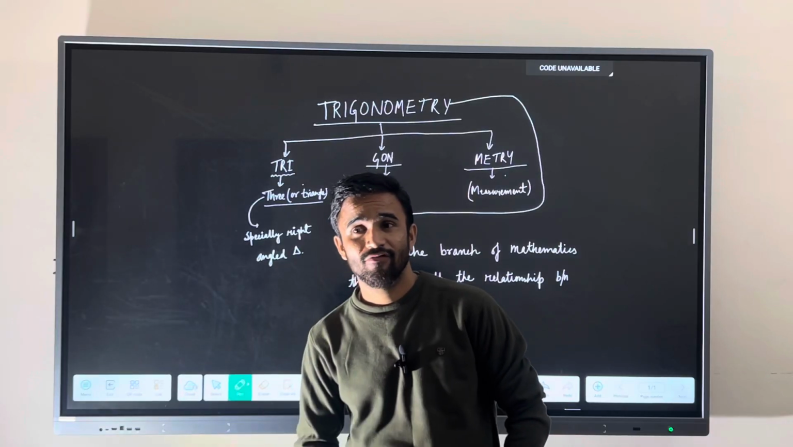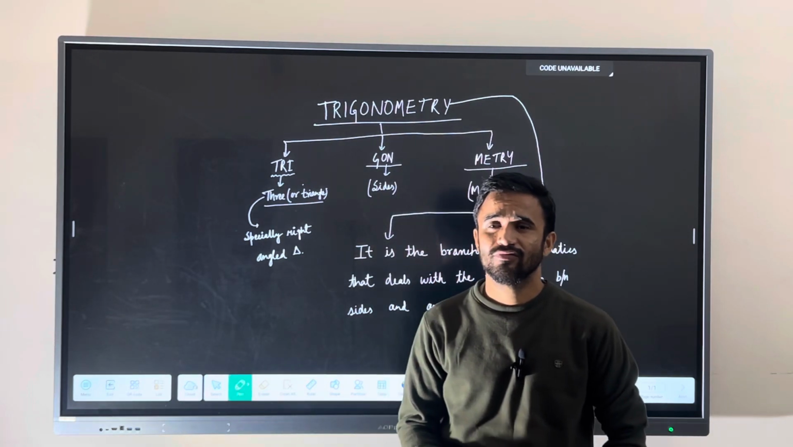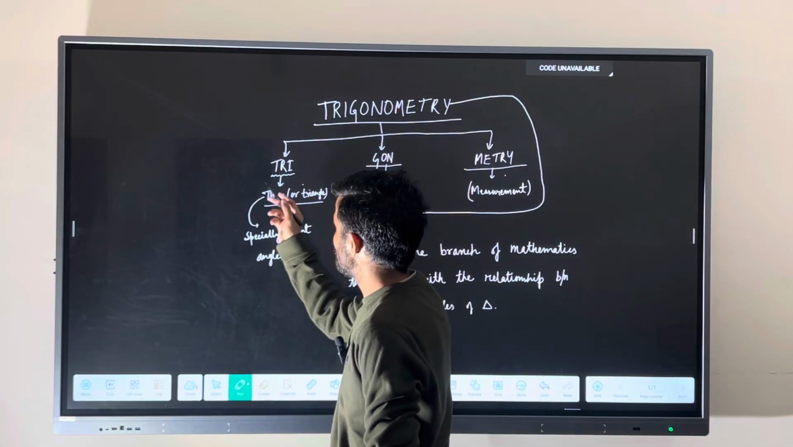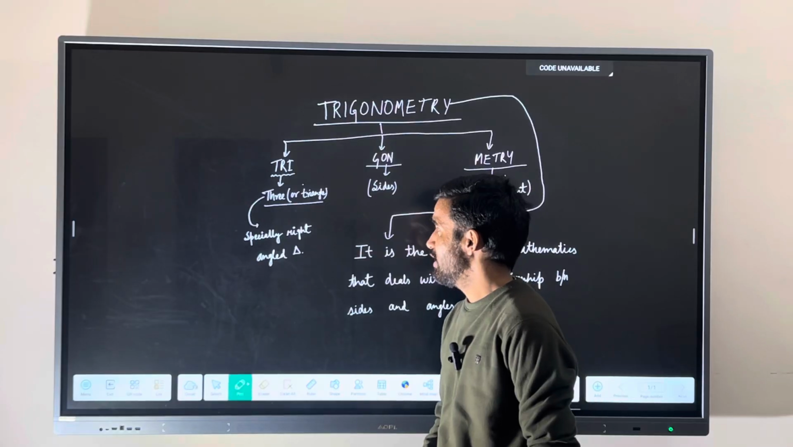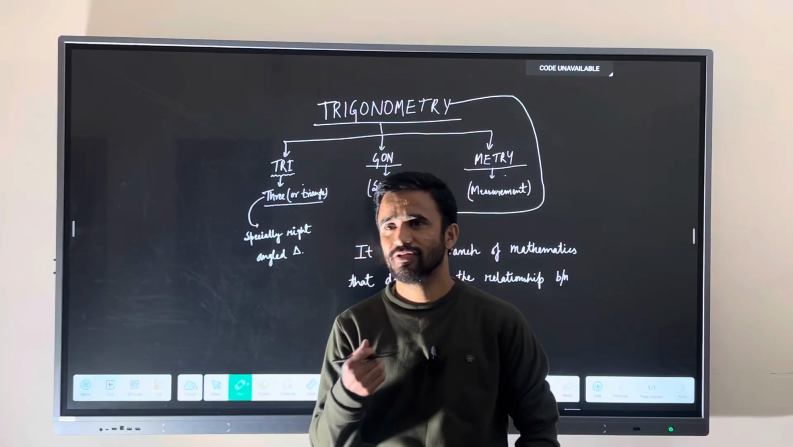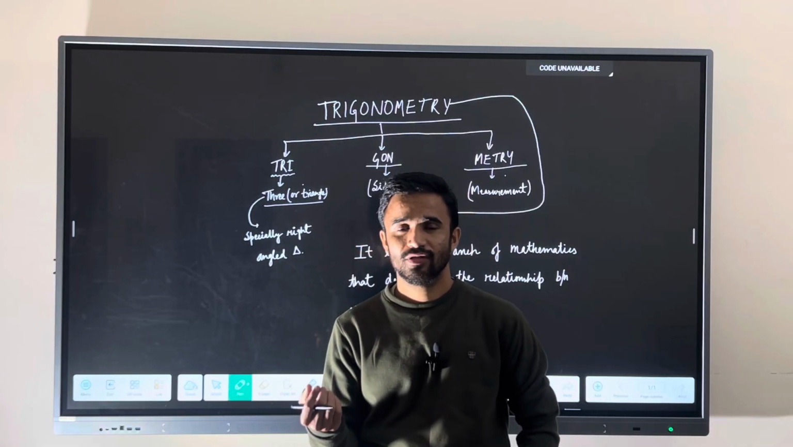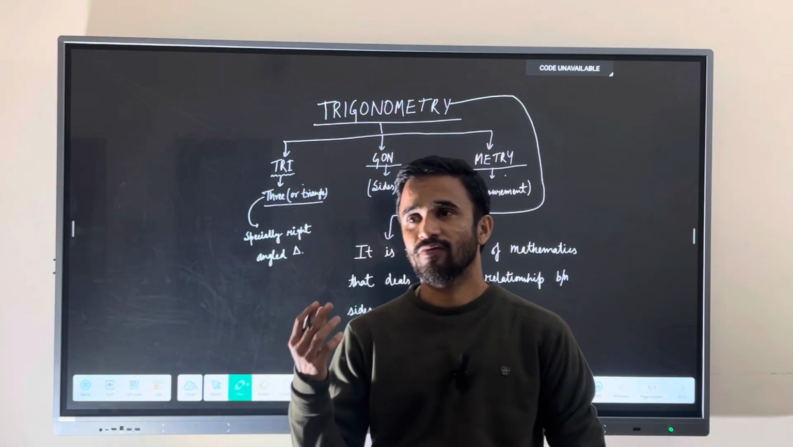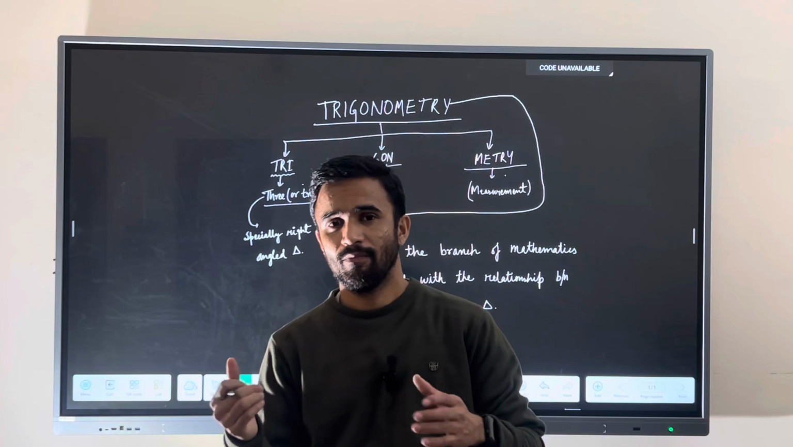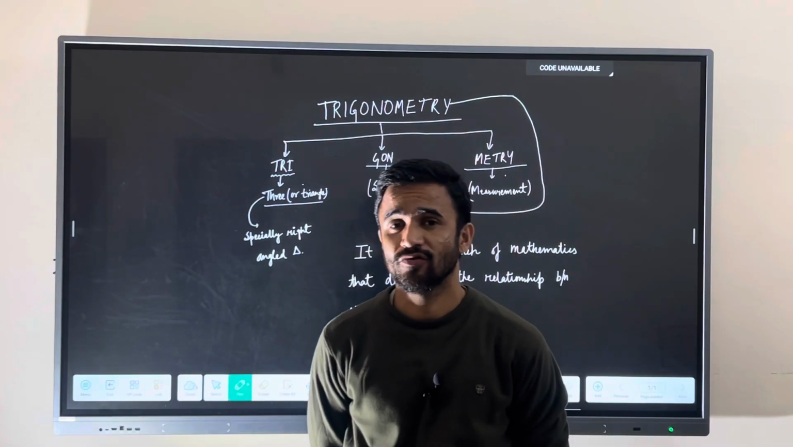Like in geometry, we measure angles or sides. So metry means measurement. But here we deal with triangles and their sides. I want to tell you a little bit about the history of trigonometry. In ancient times, it was used by astronomers for finding the distance between the stars, and the distance between the planets, and the distance of planets from the Earth.